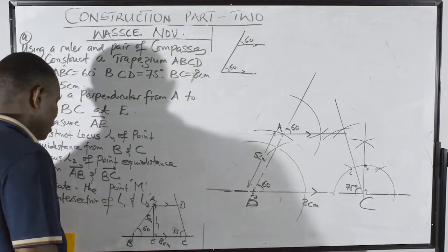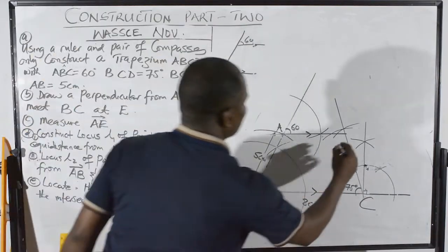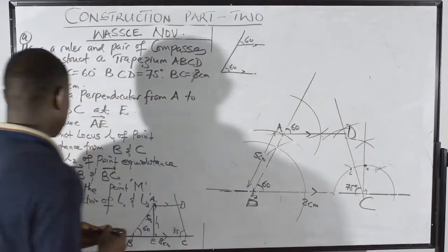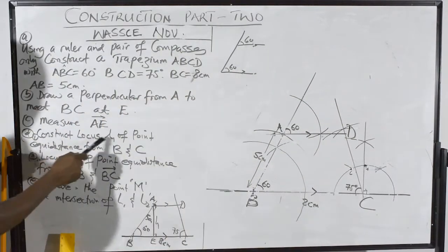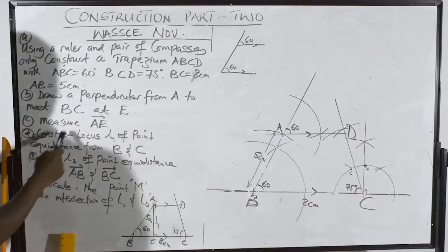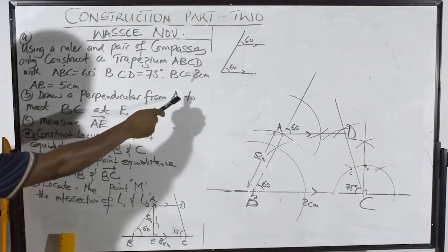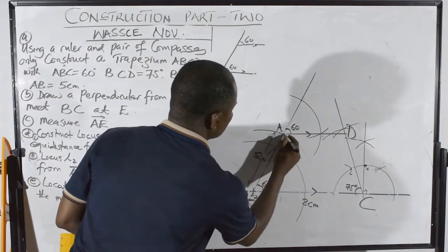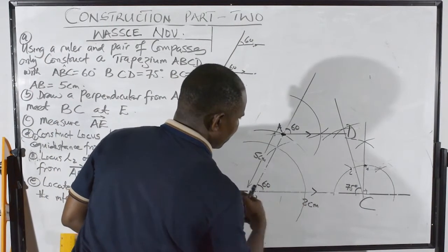So I've already got the line there. So this point becomes our D. So I've got A, B, C, D. So this with this arc. So the question says now construct locus L1 of point. First of all, construct a perpendicular from A to meet BC at D. So remember how we did this, is A. So I'm supposed to draw a perpendicular here.